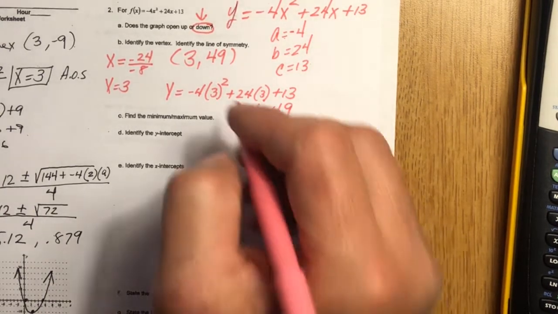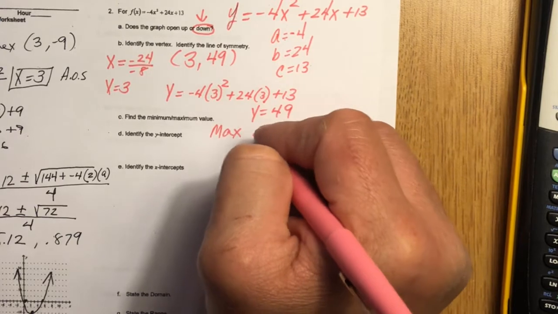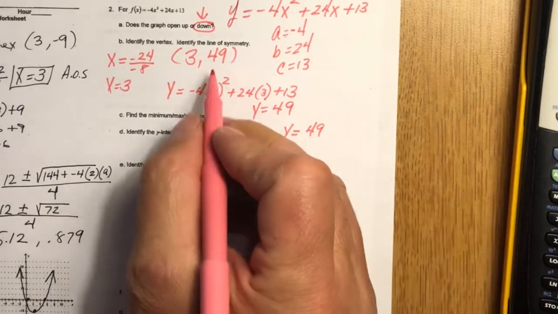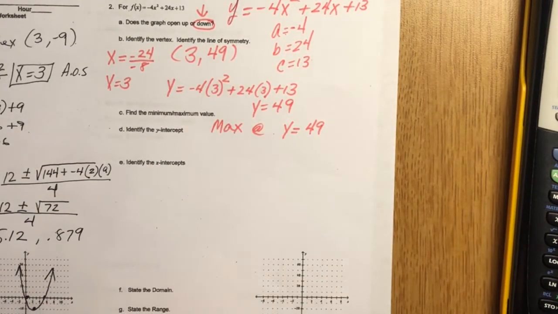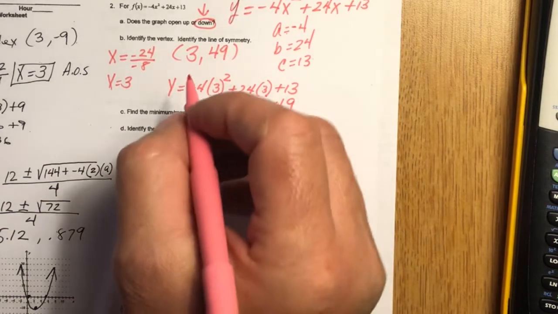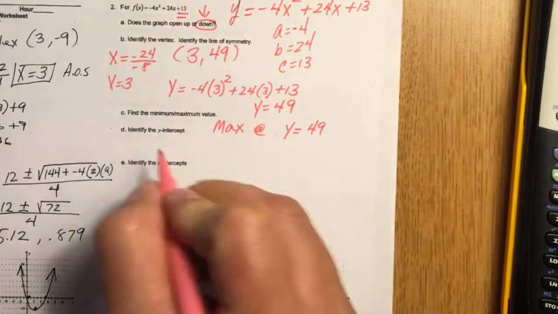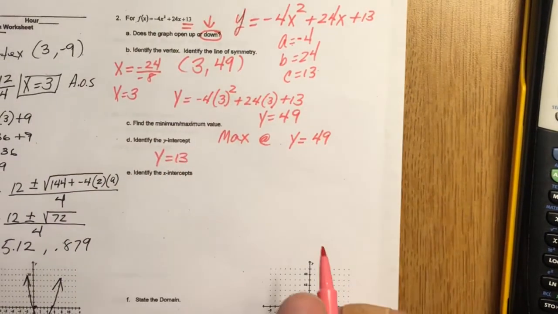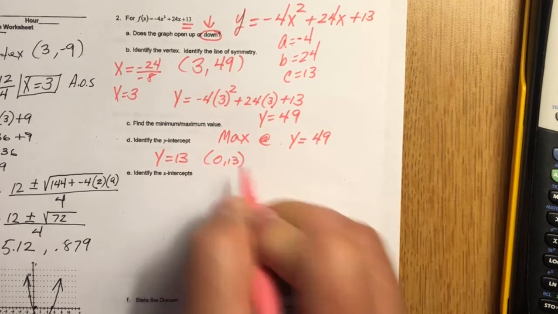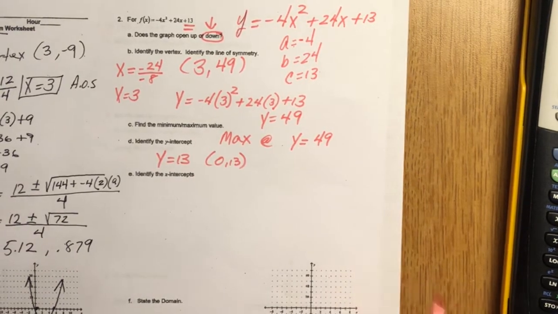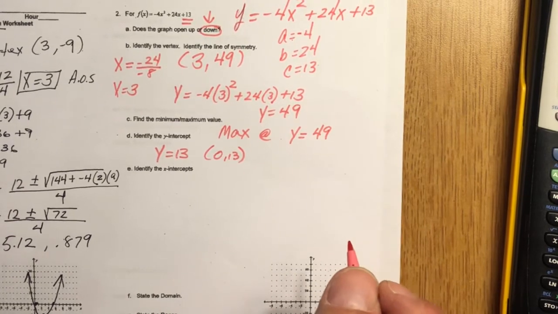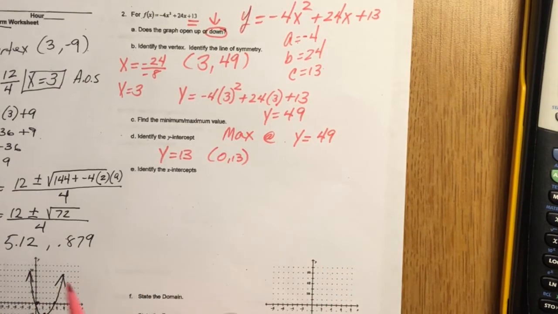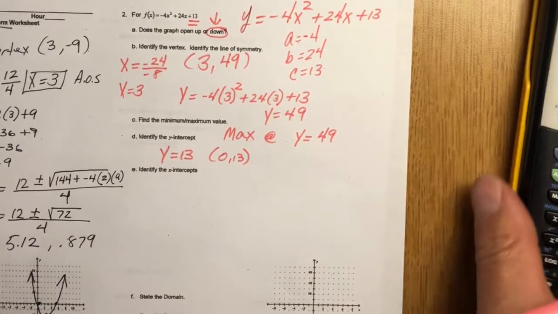This graph opens down, so it has a maximum value at y equals 49. That's the top of your vertex there, the top of your parabola. Identify the y-intercept. Remember, the y-intercept is the c value. So y equals 13, and remember, that's only in standard form. So (0, 13). Identify the x-intercepts. I'm thinking we're probably going to have to use the quad formula, or let me show you guys another method using your calculators.